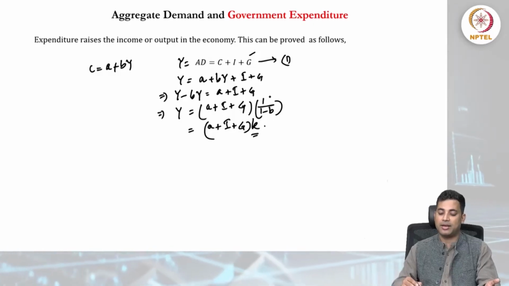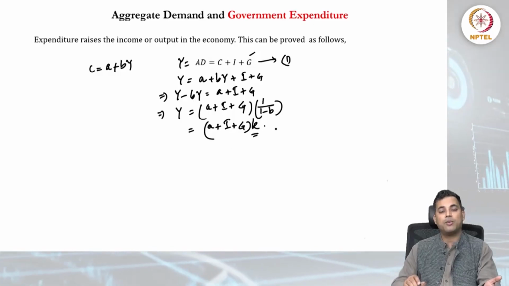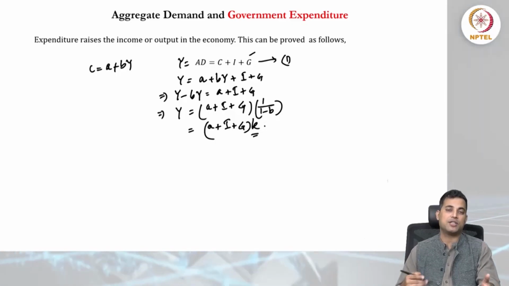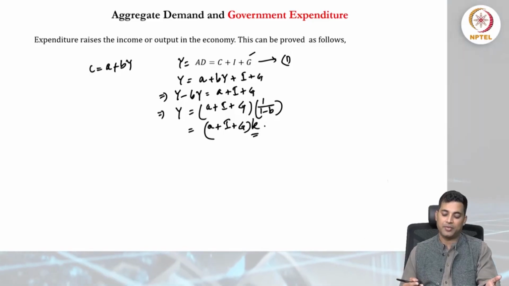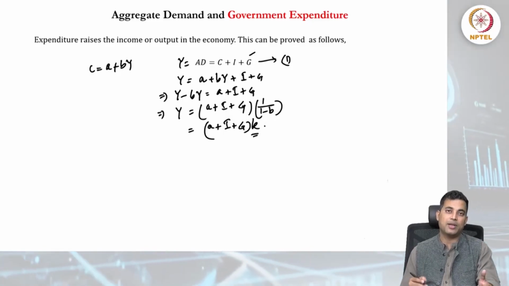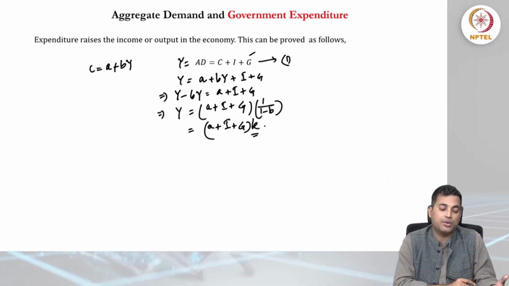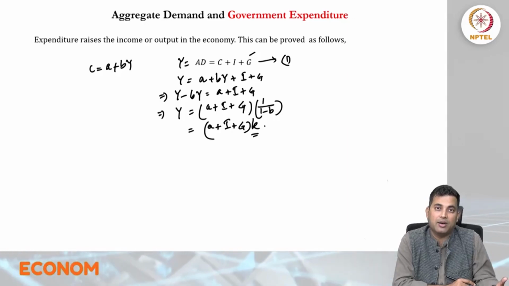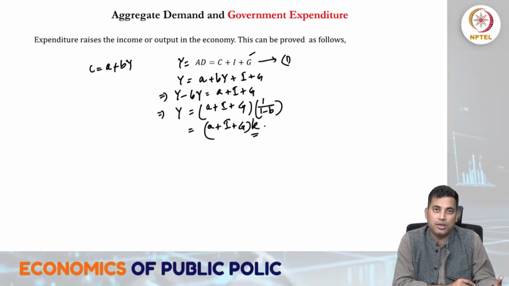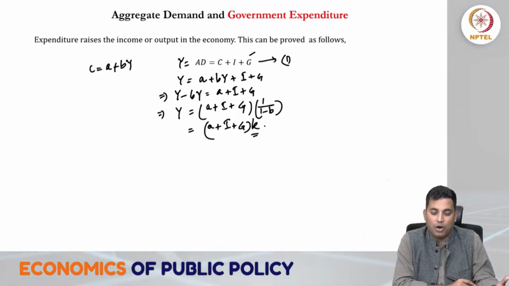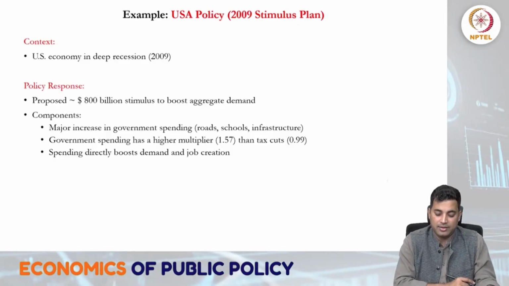The multiplier is 1 by 1 minus B, and B is less than 1, so overall small k, the multiplier, is always positive, and therefore government expenditure and total output are positively related. If government expenditure is high, either through direct spending or transfer, then it will automatically be reflected in the overall income. So now let's move further.